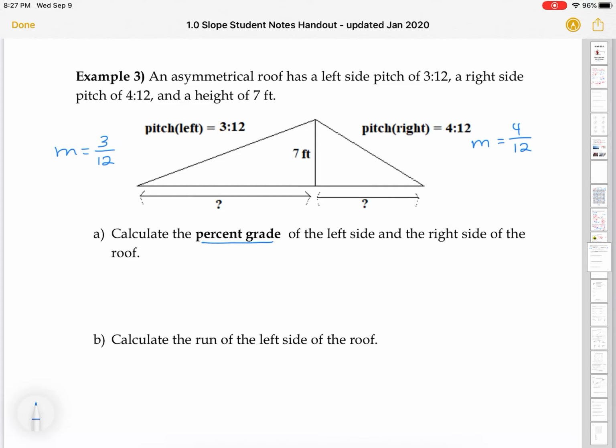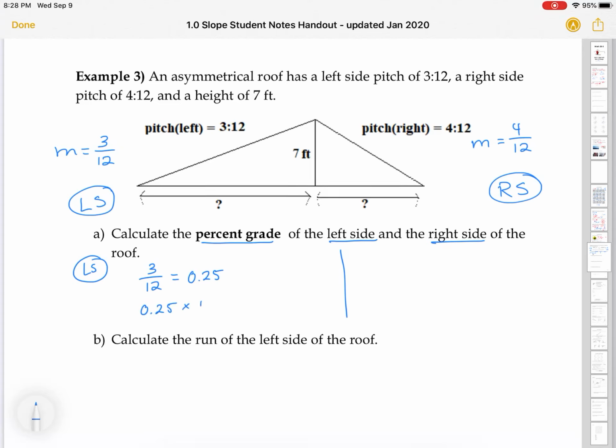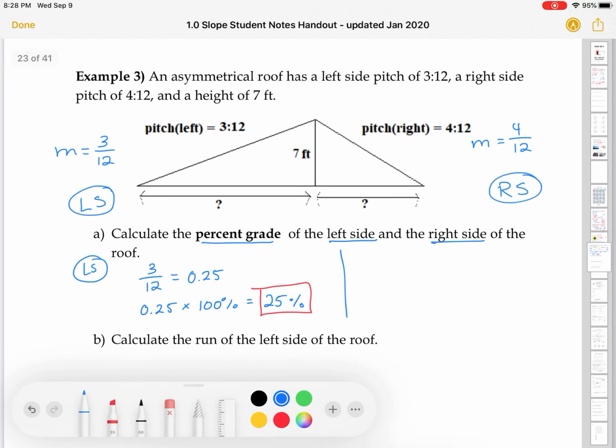Okay? Now it wants us first to calculate the percent grade of the left side and the right side. So this is my left side and this is my right side. So left side, I'm going to take my fraction, 3/12, and I'm going to divide. So 3 divided by 12, and I get 0.25. Then I take my 0.25 and I times it by 100%, and I get 25%. So that's my percent grade of the left side.